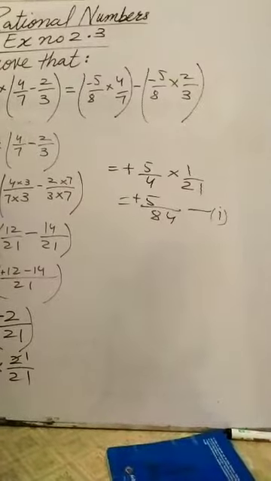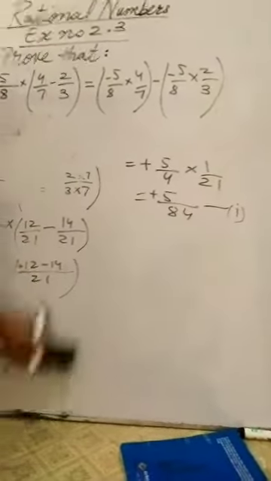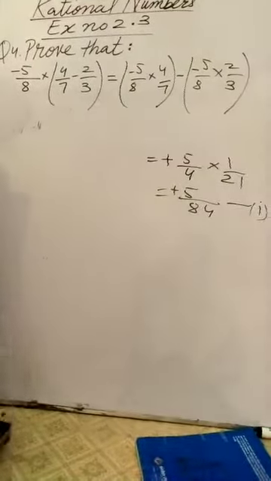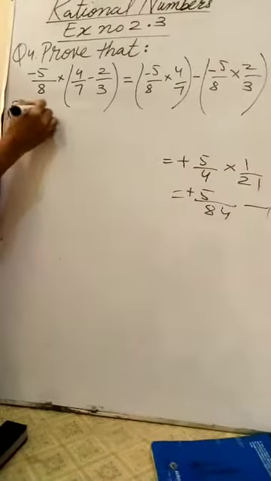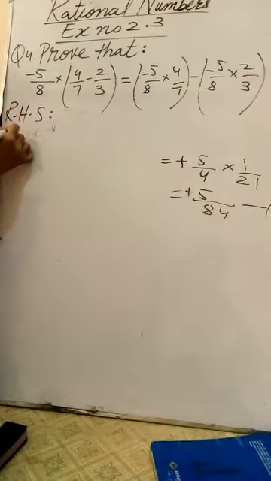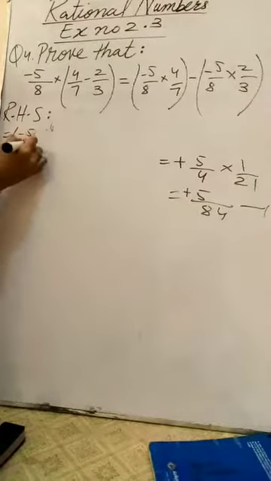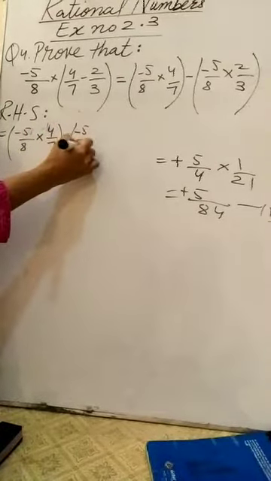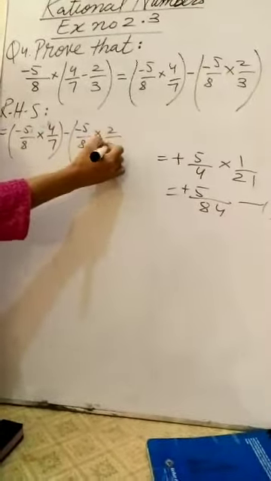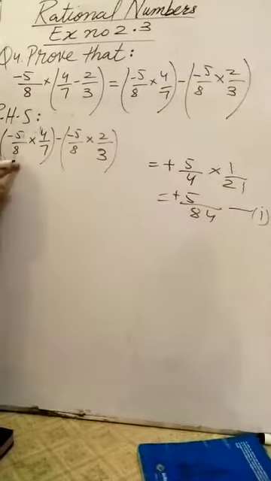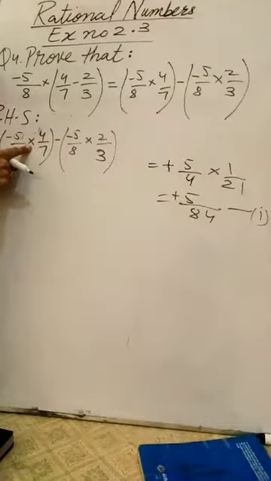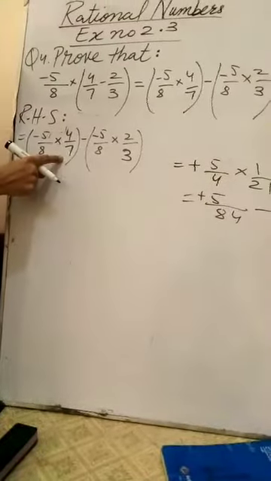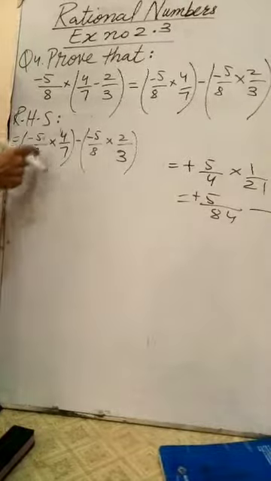Now I am solving the right hand side. Right hand side is minus 5 over 8 multiplied by 4 over 7 minus 5 over 8 multiplied by 2 over 3. Understand the nature of the question. Now we have the sign of multiplication. We will see the crossing. 5 over 8 is not possible. 4 over 7 is not possible. But 4 and 8 is possible.